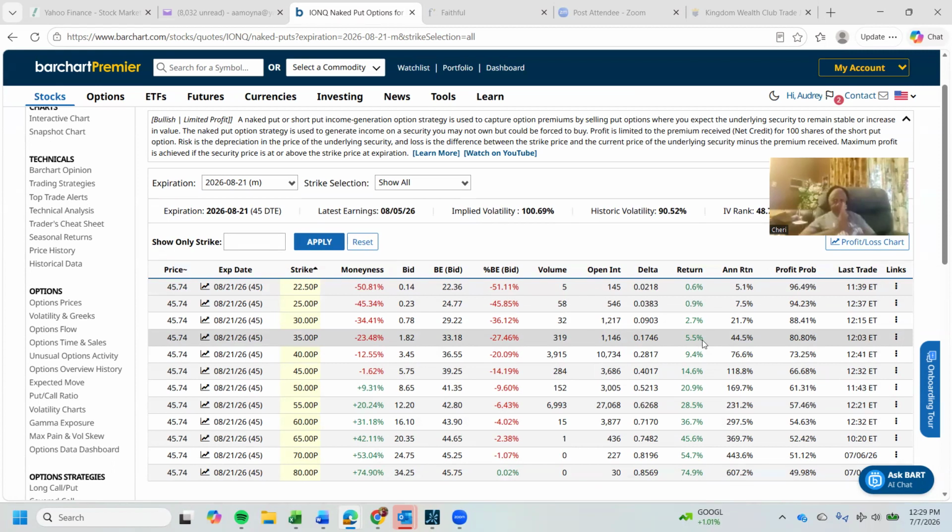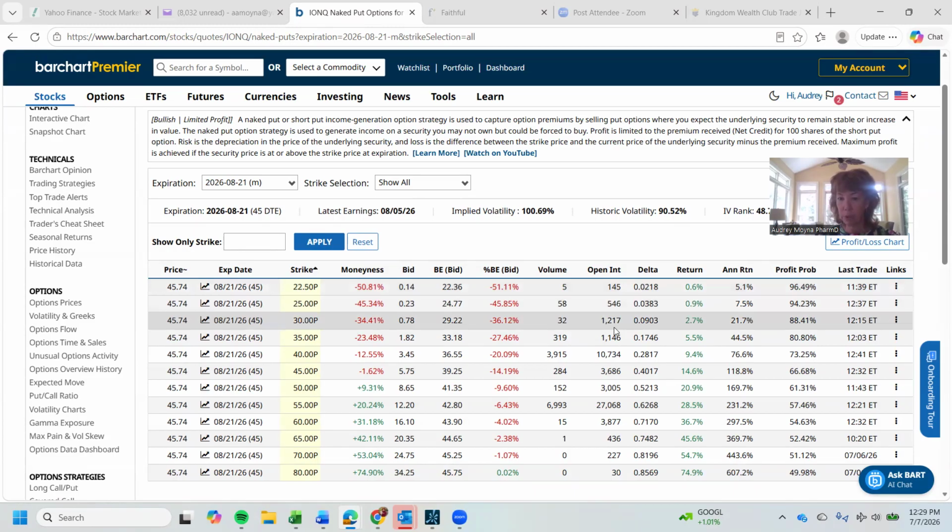And then we look at open interest. This is how many people are buying, how many people are interested in this date at that price. It's over 1,000. So we like it. Like this one all the way up top, there's only 145 people. If it's that small, then it's hard to get your trade to close. So I look for my open interest.